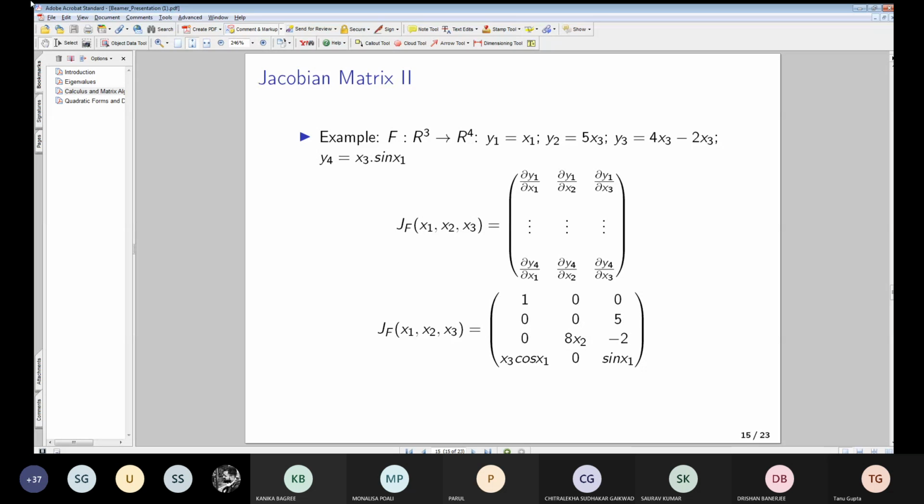So is this clear to everyone? How to find a Jacobian matrix?